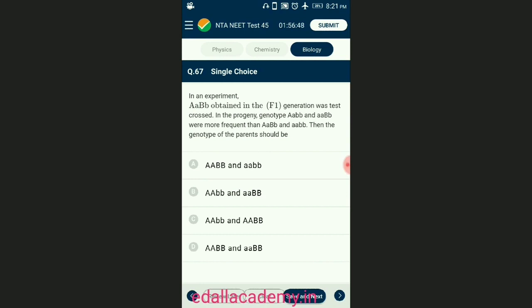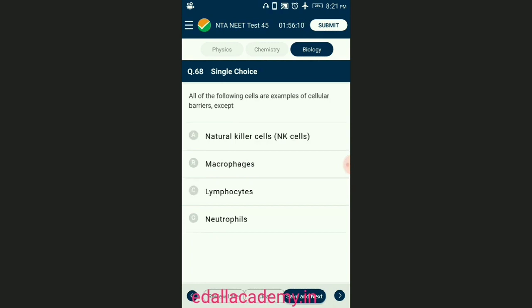In the parental condition, capital A small b and small a capital B are present, representing the trans condition of linkage. So the answer for this question is option B, capital A small b and small a capital B. Question number 68. All of the following cells are examples of cellular barriers except.